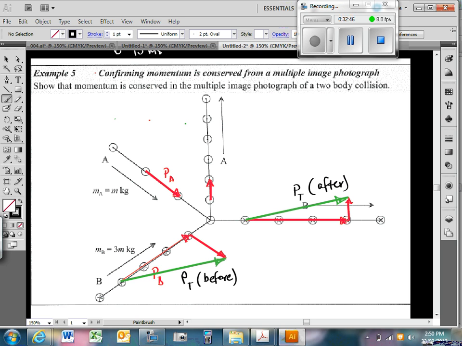Key is understanding the multi-image photograph, and that 3m kilos and m kilos, you just go over everything else the same except for this mass here. So I'm just multiplying that over 3 images, where I only do it between 2 on this one. That's all there is to that.